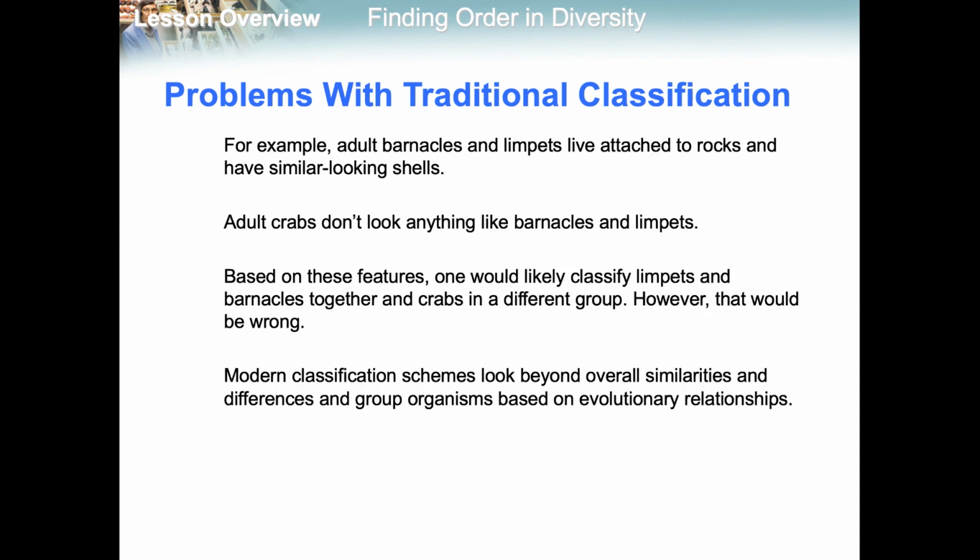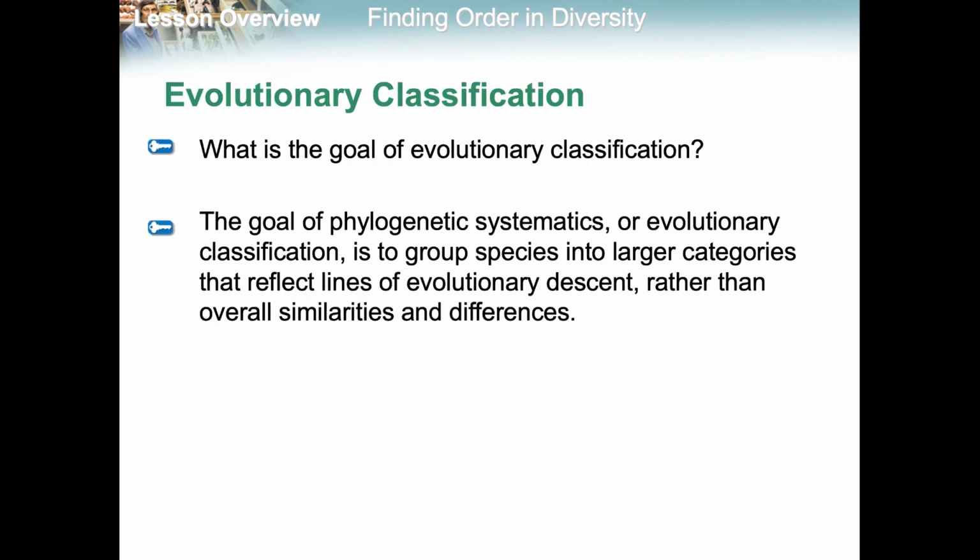So adult barnacles and limpets both live attached to rocks and have similar looking shells. Adult crabs don't look anything like barnacles and limpets, but based on these features, you would classify the limpets and barnacles together and the crab in a different group. But that's wrong. When we look at the DNA, we realize that they are more closely related.